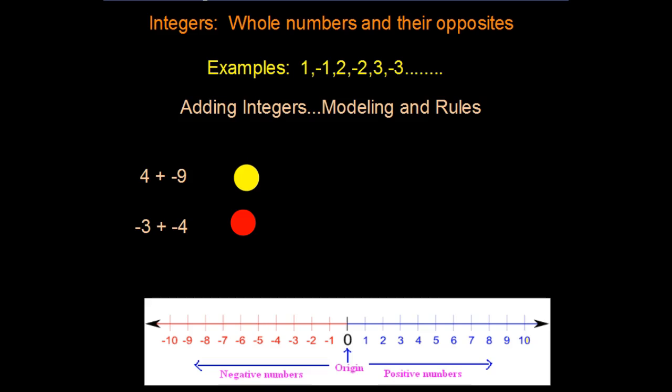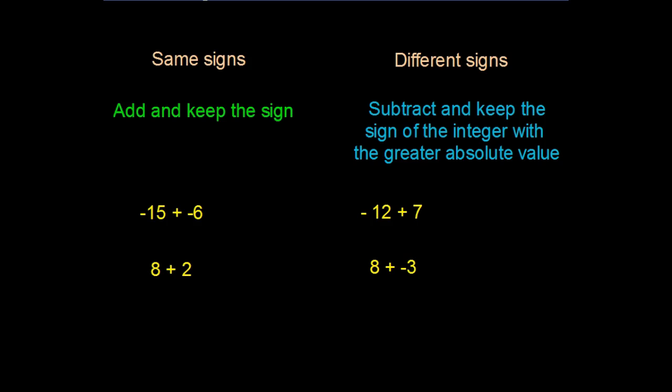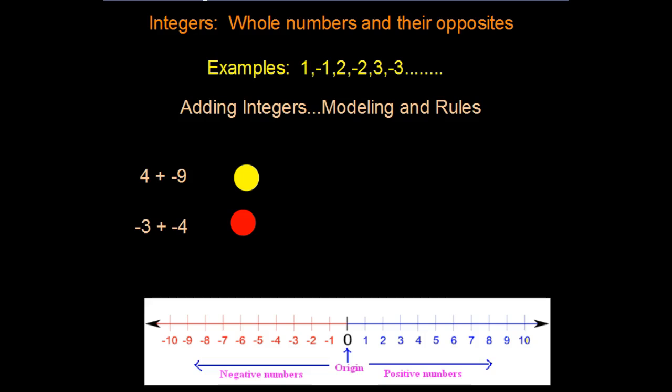Okay. So let's start with adding integers. First we're going to be doing some modeling with integers using some counters and then the number line. And then on the next page we're going to be talking about the actual rules that we apply. So we'll start with 4 plus -9. For the purposes of this exercise, I'm going to let the yellow be my positive, and I'm going to let the red be my negative numbers.